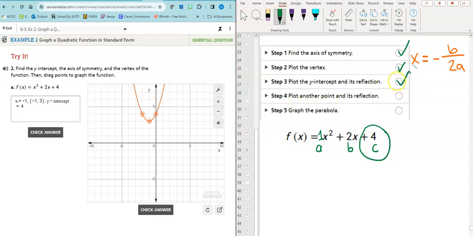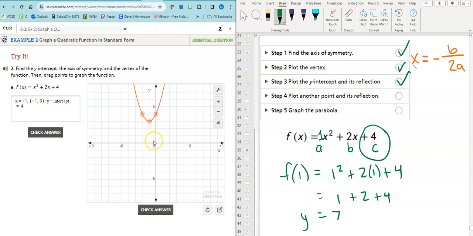So we have done this, and plotting another point in its reflection. So I'm going to figure out what if x is 1. I want to know if it's going to equal 7. So f of 1 is equal to 1 squared plus 2 times 1 plus 4. 1 squared is 1 plus 2 plus 4, and that is 4, 5, 6, 7. So my y value here would be 7, and that's what I have here.